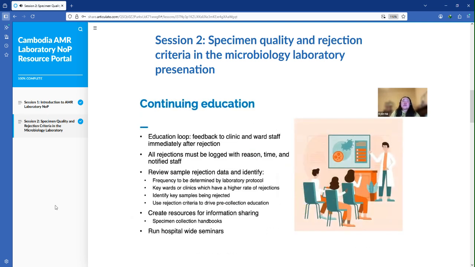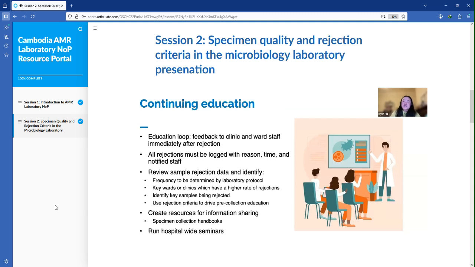So what does this continuing education look like? This is the direct feedback to the clinic and ward staff immediately after the rejection, but all rejections must be logged with the reason, time, and the staff notified. Once we review the sample rejection data, we can identify the frequency by the laboratory protocol. So how frequent are these samples being rejected? Are there any key wards or clinics which have a high rate of rejections? You can identify key samples that are being rejected.